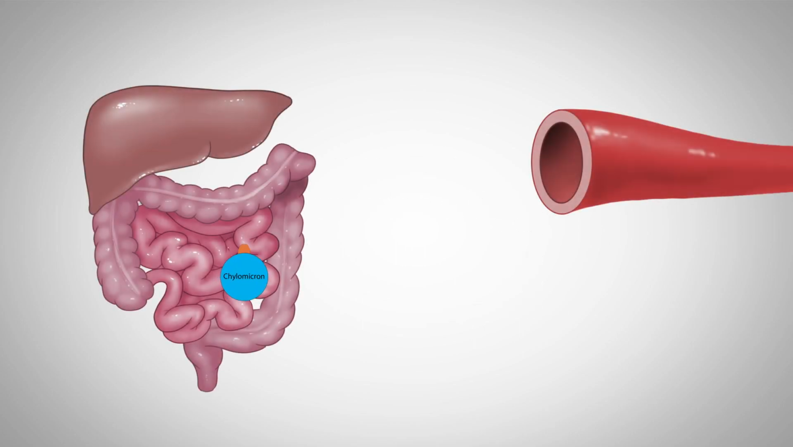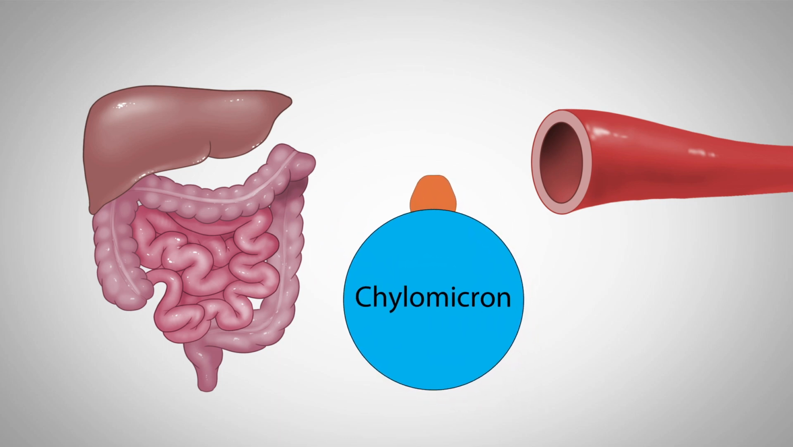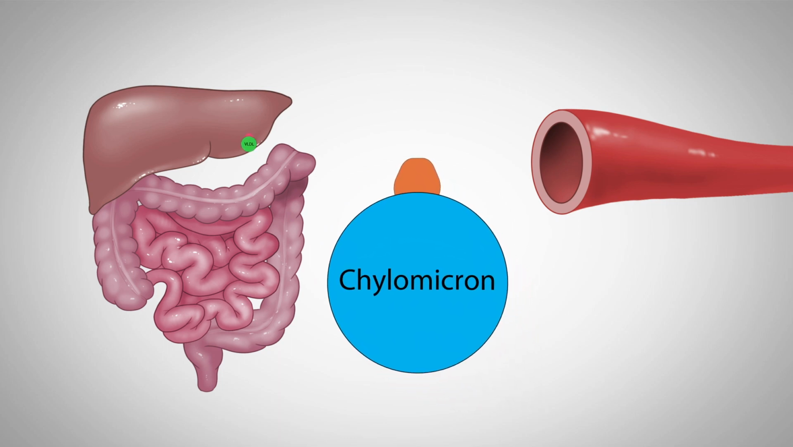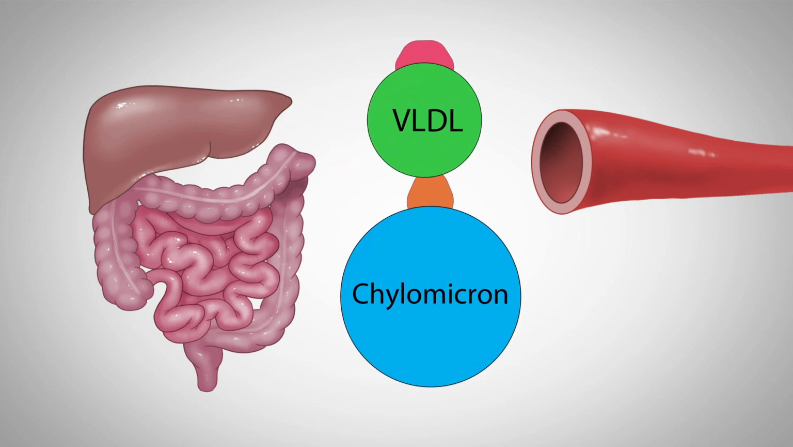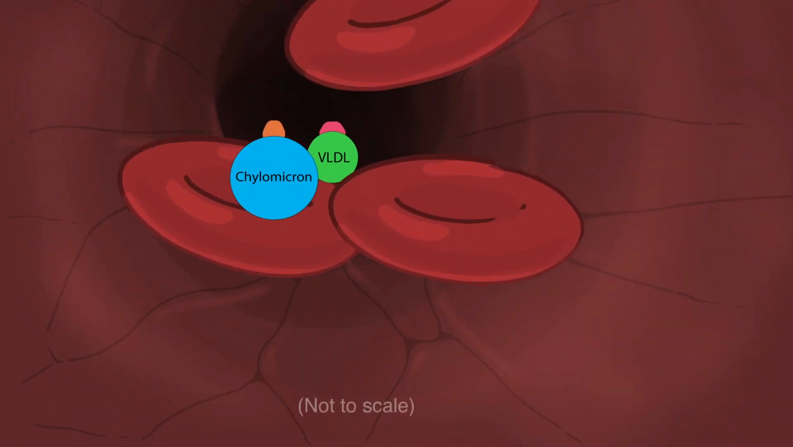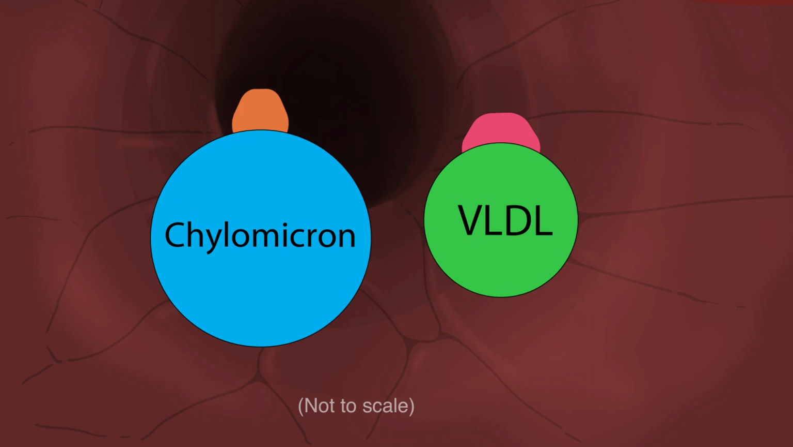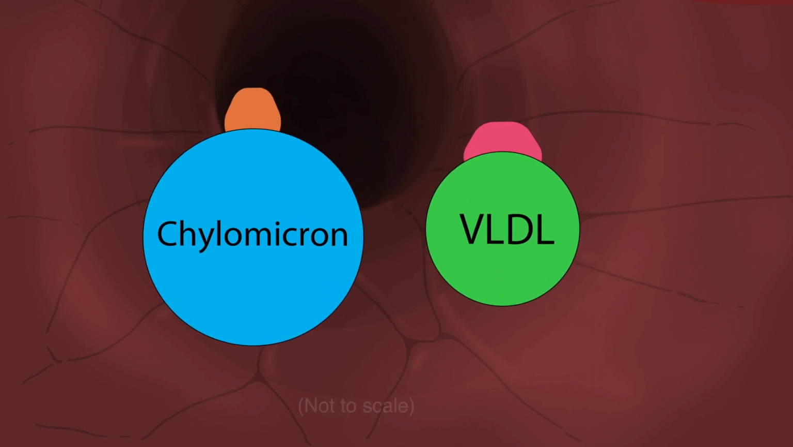The nascent, meaning newly formed, chylomicrons, synthesized in the intestine from dietary lipids, and VLDL, synthesized in the liver from endogenous lipids, eventually reach the blood circulation. At the time of entering the blood, chylomicrons and VLDL have similar but slightly different compositions.